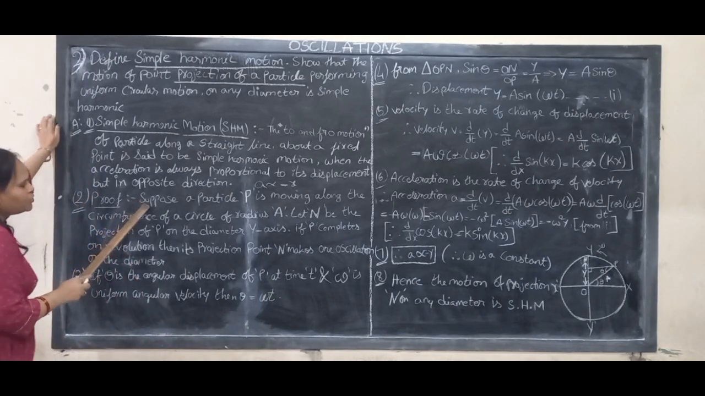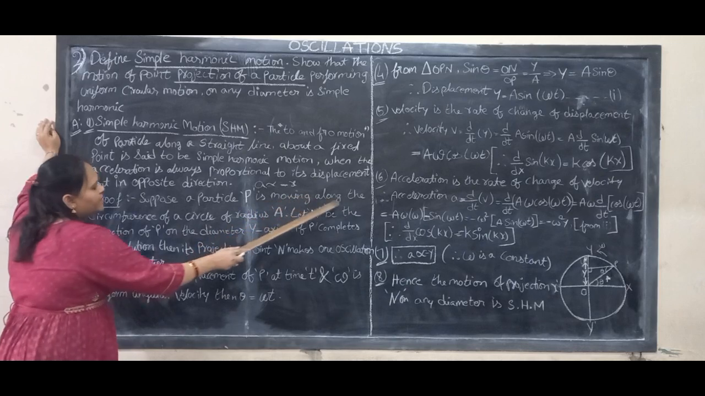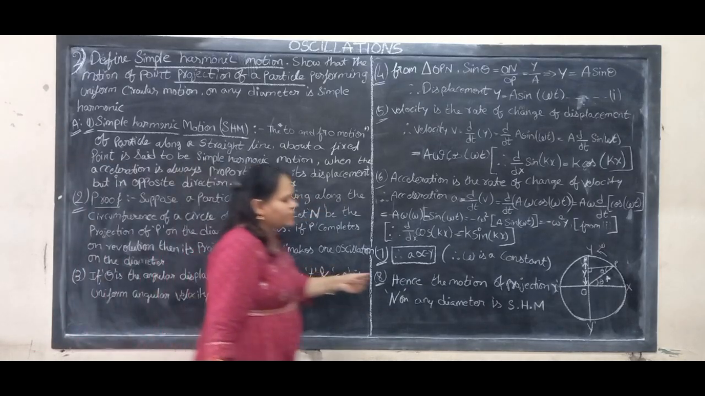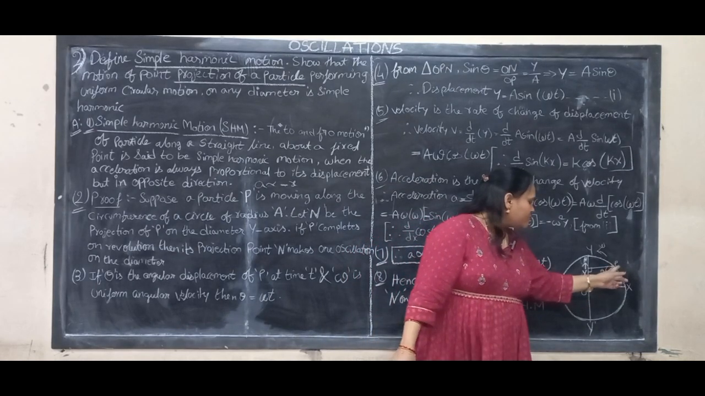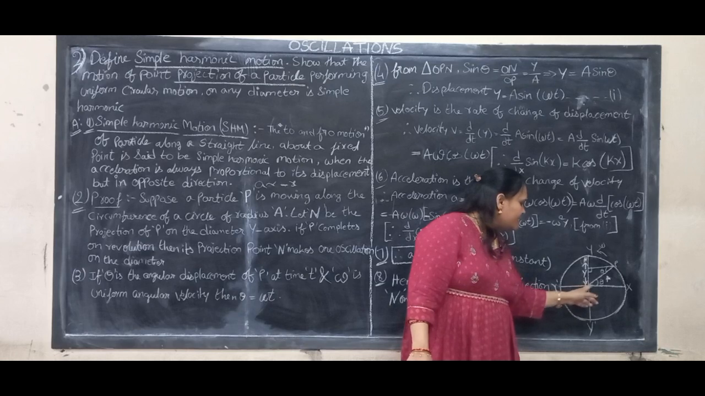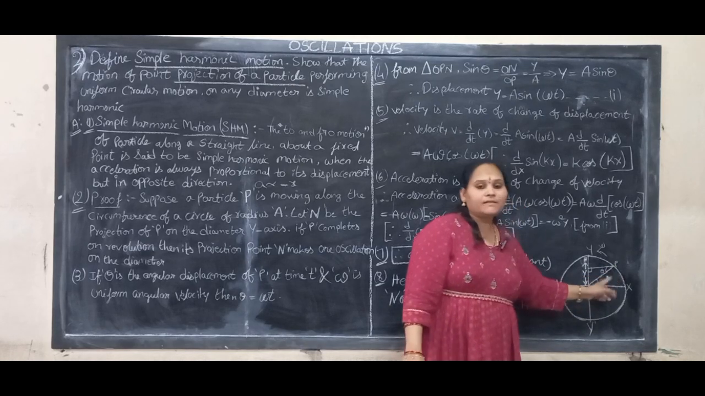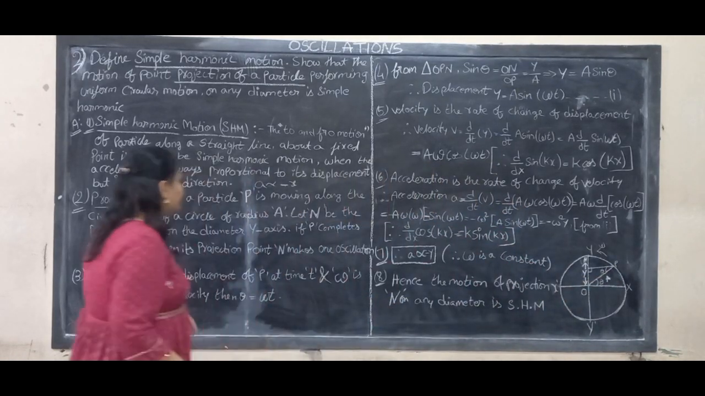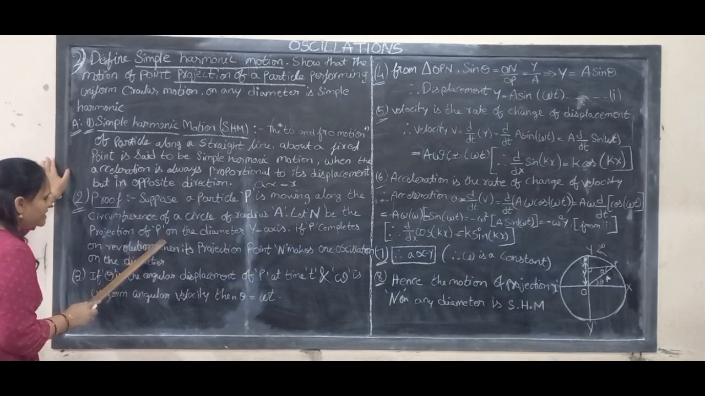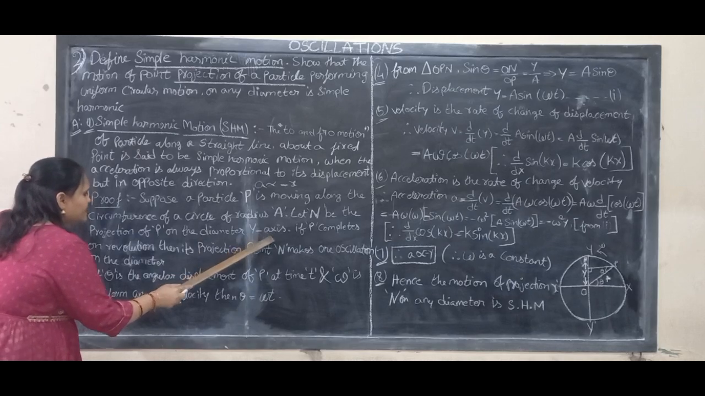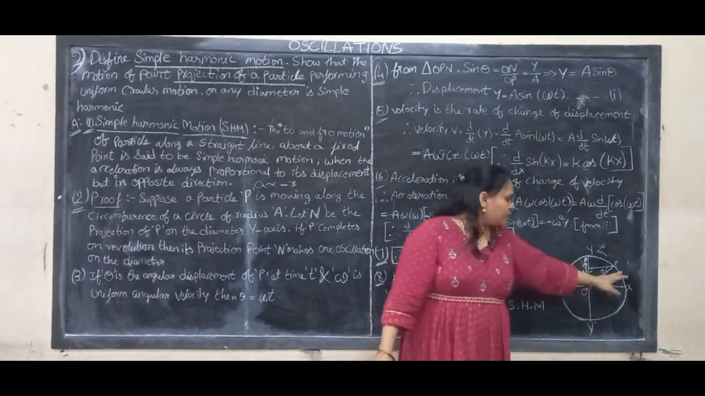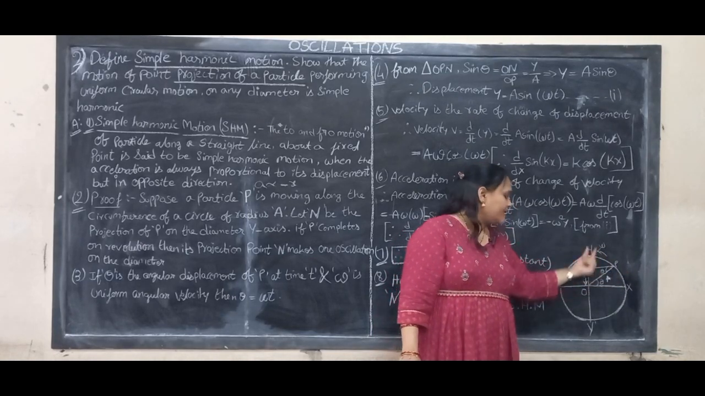Now suppose a particle P is moving along the circumference of a circle of radius a. This is the point P. It can travel like this in circular motion. The radius of the circle is OP, that is a. Let N be the projection of P on the diameter, the y-axis. Here N is the projection of point P along the diameter.